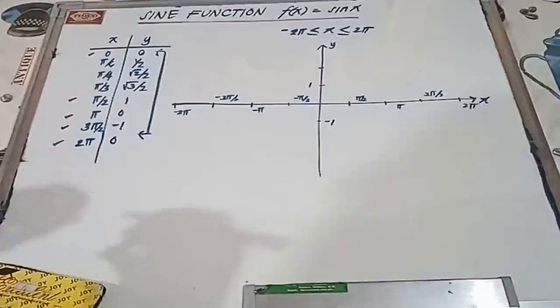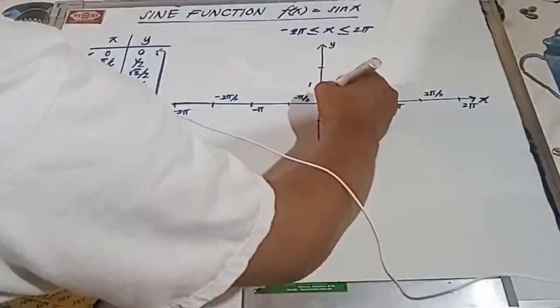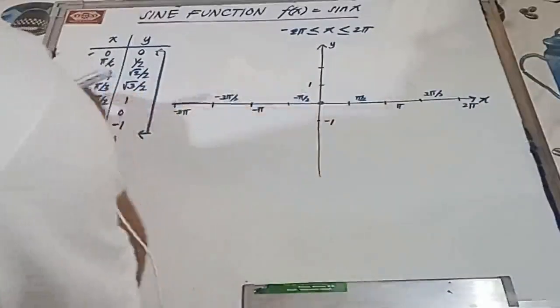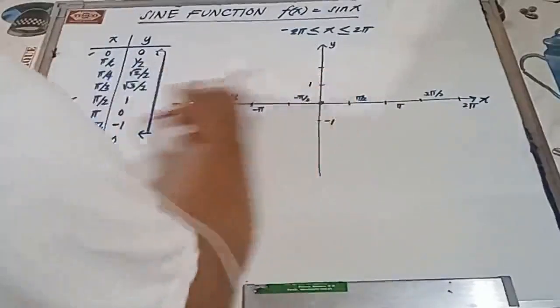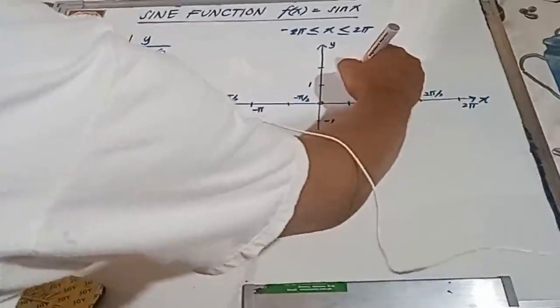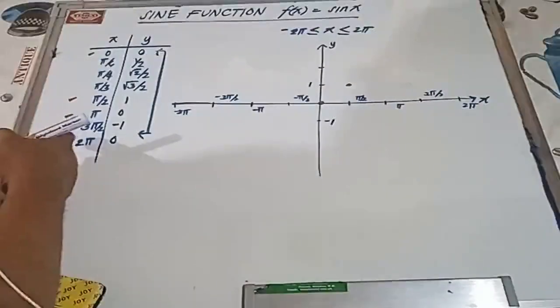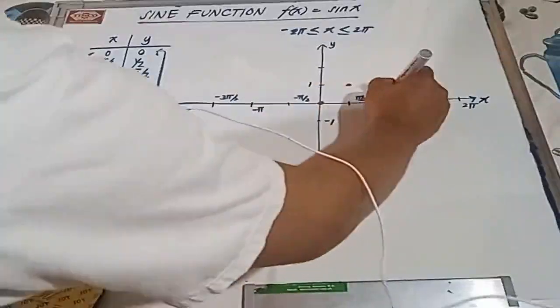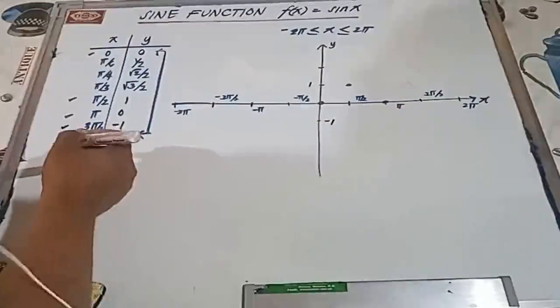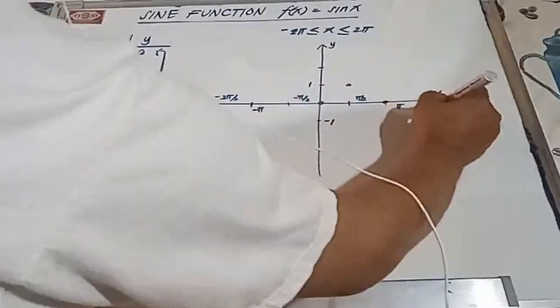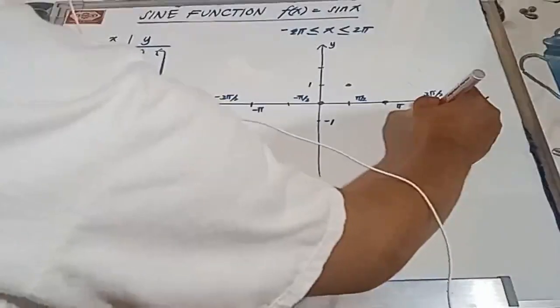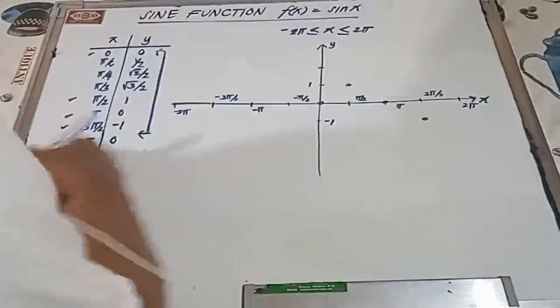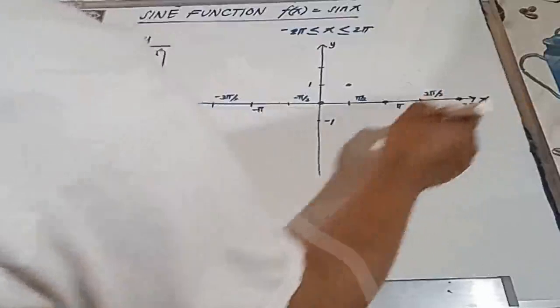Okay. Plot natin yung points. 0, 0. Pi over 2, 1. Pi, 0. 3 pi over 2, negative 1. Then 2 pi, 0. So, ito siya.